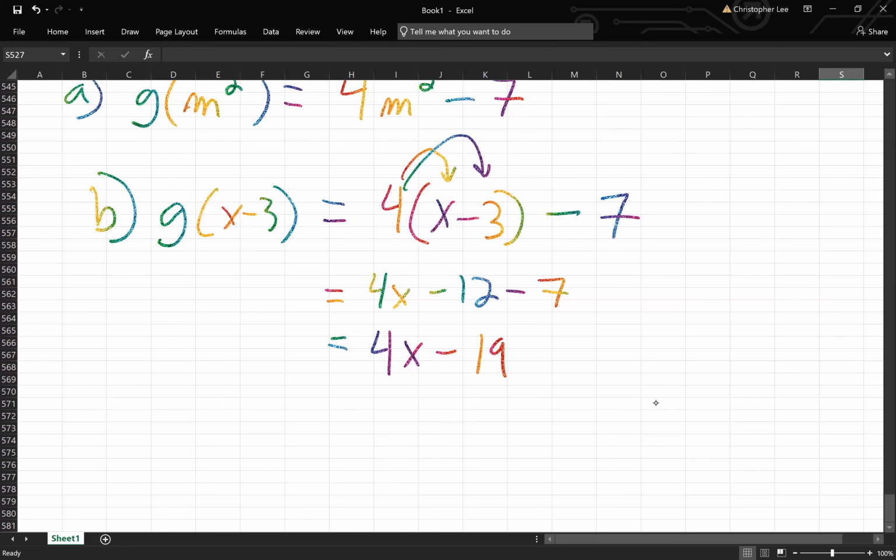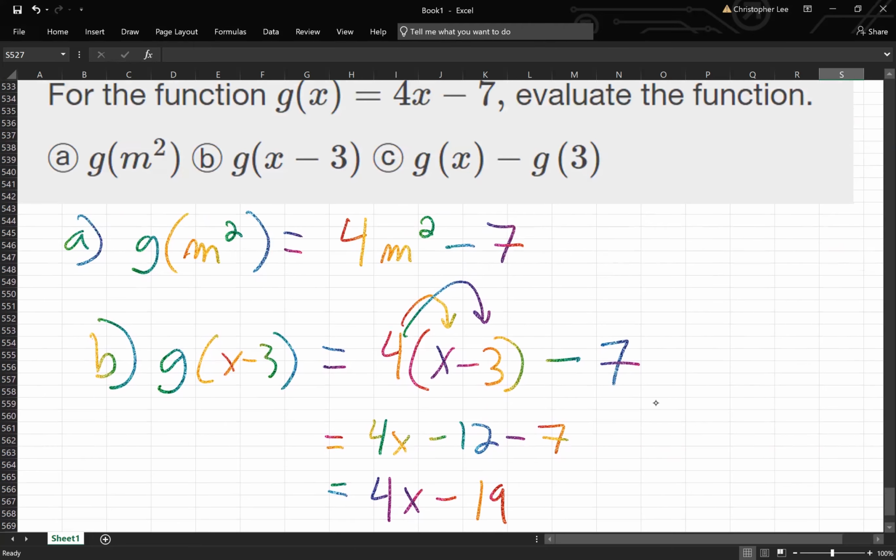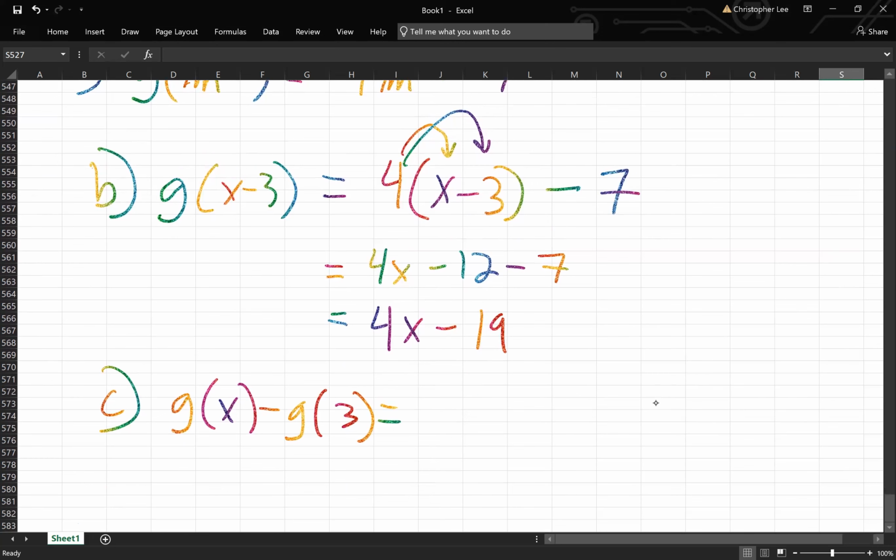All right, let's take a look at C, right? So I got G of X minus G of 3. Simple, right? G of X, remember, is the original function that we have, 4x minus 7. Just write that down. 4x minus 7. Don't change that, right? In the middle of it, I got a minus sign. Put that minus sign there.